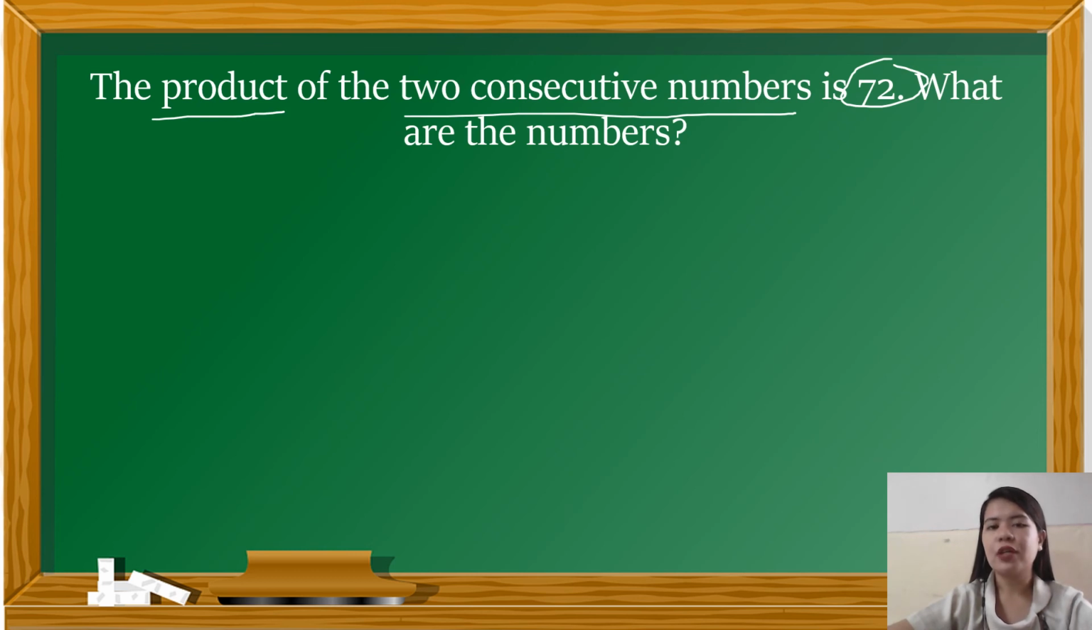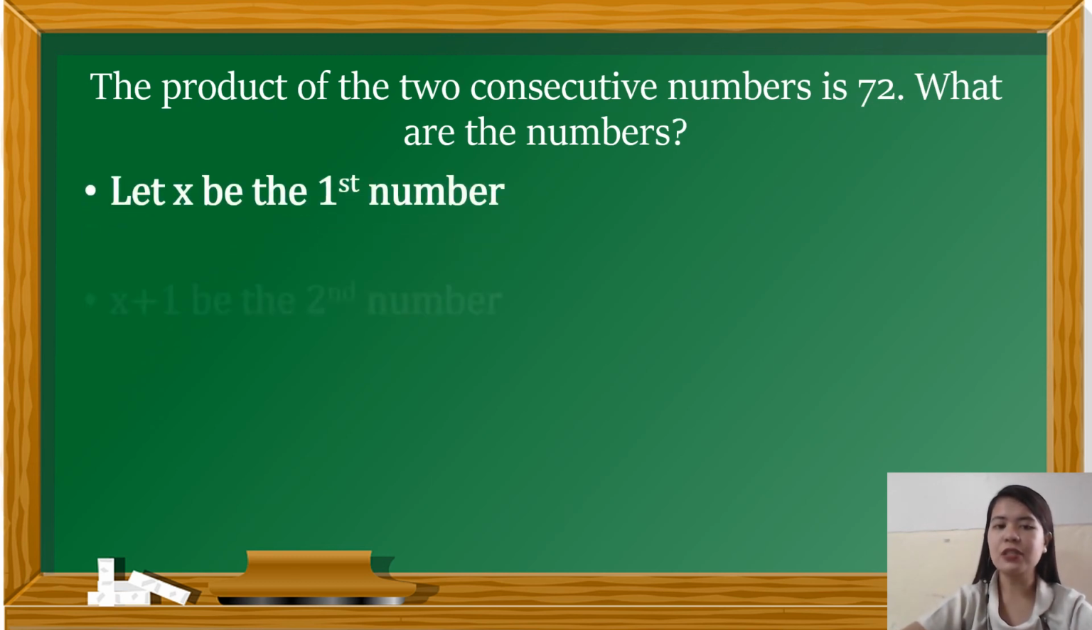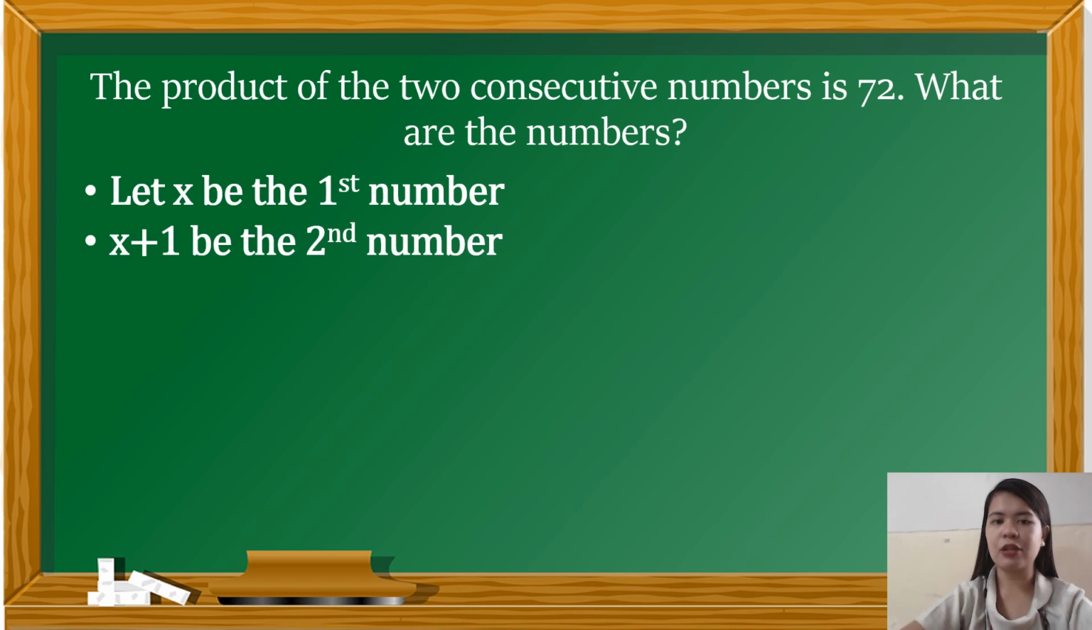So, for us to understand this, we have to let x be our first number. At ang sunod sa kanya ay x plus 1. Bakit? For example, ang number ay 5. Ang sunod sa kanya, 6. Kasi 5 plus 1 is 6. Halimbawa, ang number ay 100. Ang sunod sa kanya ay 101. Kasi 100 plus 1 is 101. So, we have to let x be the first number and x plus 1 be the second number.